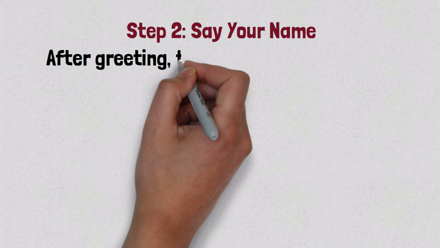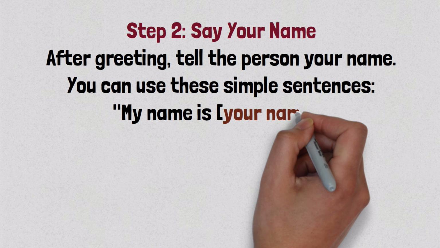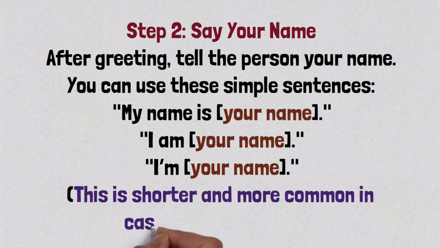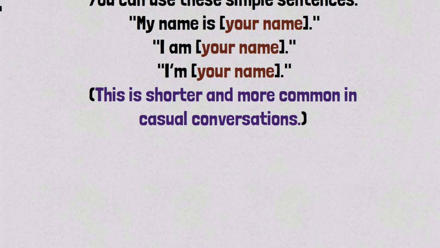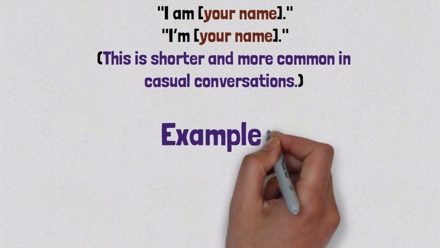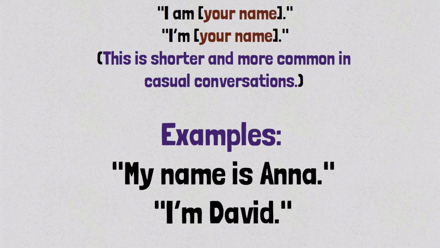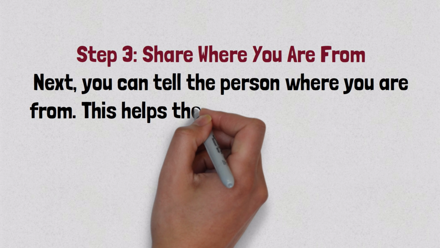Step 2. Say your name. After greeting, tell the person your name. You can use these simple sentences. My name is [your name]. I am [your name]. I'm [your name]. This is shorter and more common in casual conversations. Examples. My name is Anna. I'm David.